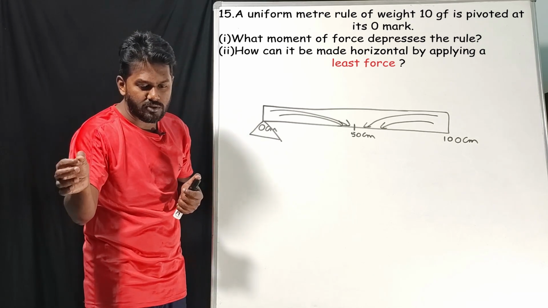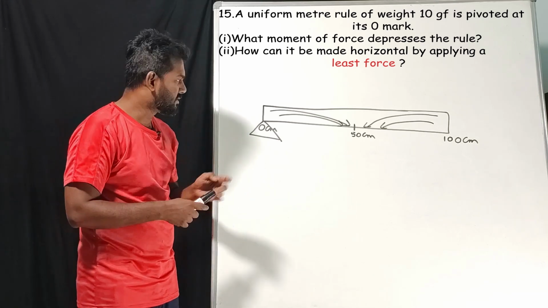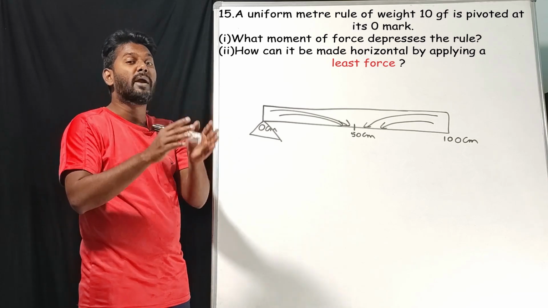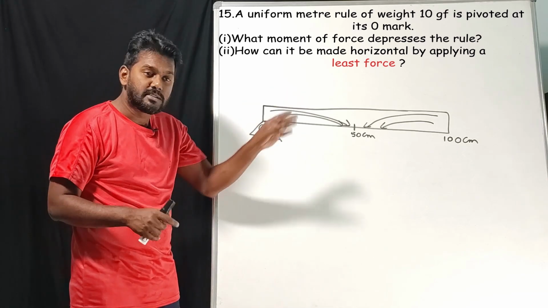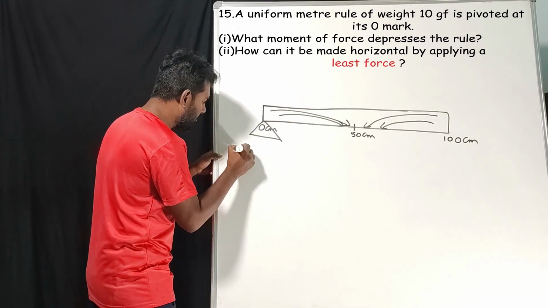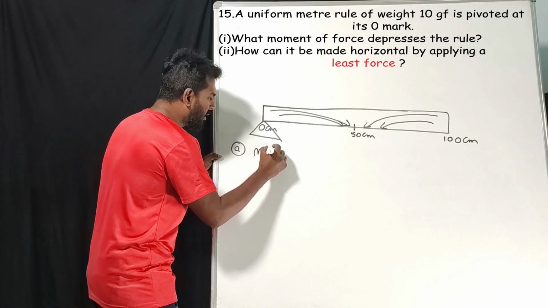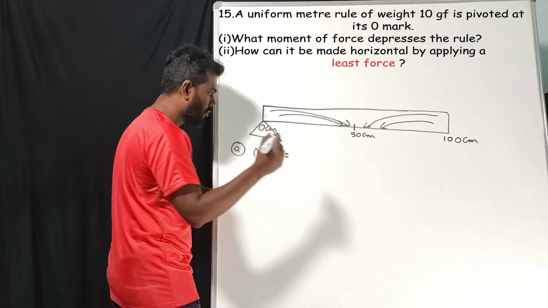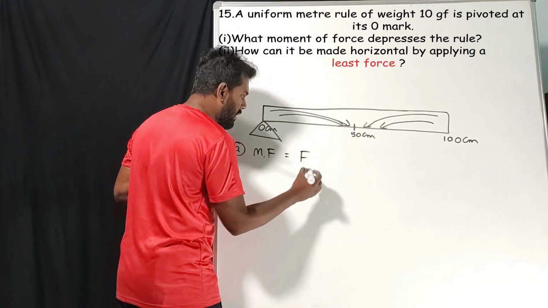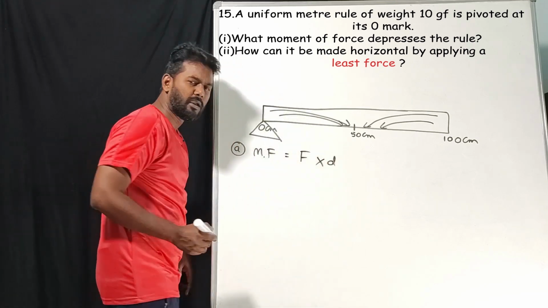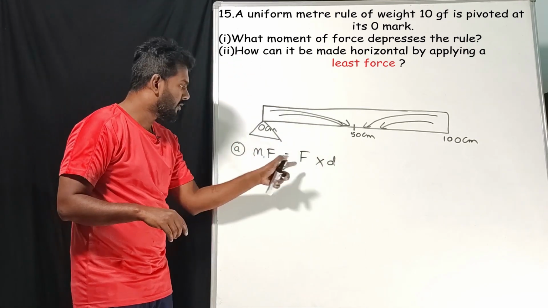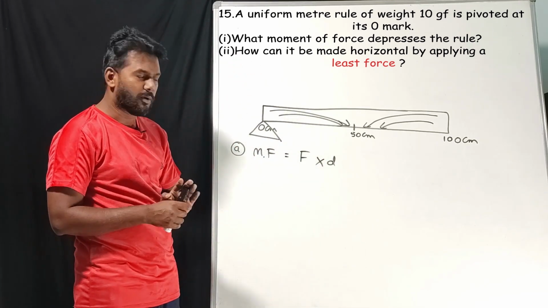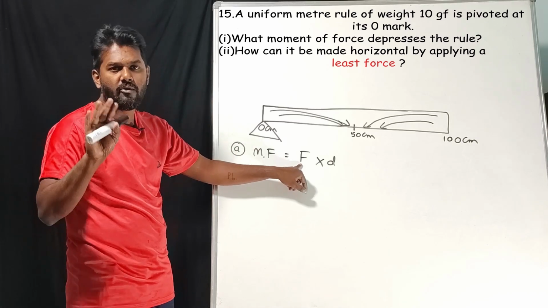What moment of force depresses the rule? They are asking you to find the moment of force of this scale. For moment of force, we require two things. One, F, and second one is D. First, we need to get the value of F. Then only we can solve the problem. F is nothing but weight.